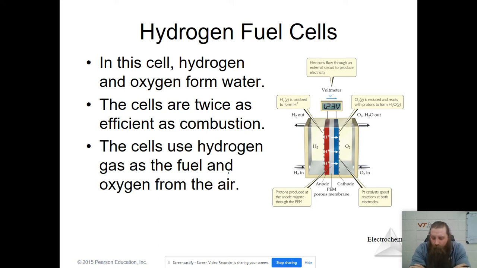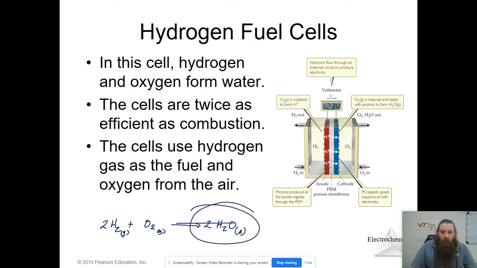And the cool thing about this is if you look at the cathode anode reaction, you end up with 2H2 plus O2. This is a gas, and this is a gas. These two things are stored on board the spaceship, the space station, whatever. And when they react, you end up with 2H2O as a liquid. And the astronauts actually drink that water.